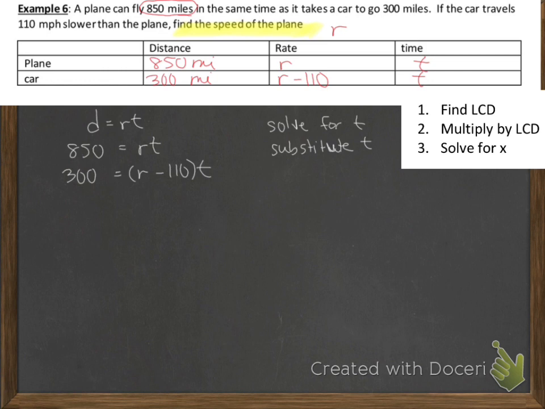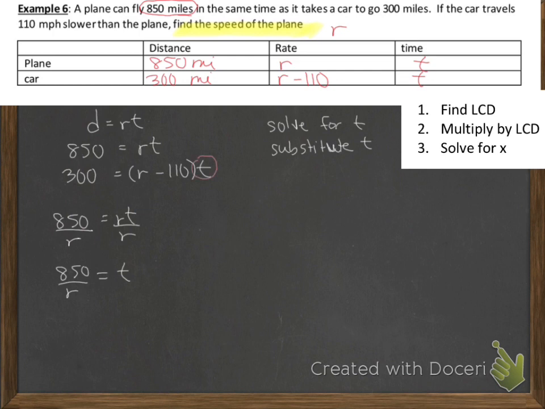All right, so let's get started. Just like last time, I'm going to pick the simpler of the two equations. I'm going to isolate t by dividing both sides by r. So we have 850 over r is equal to t. Okay, so what are we going to do with this information?